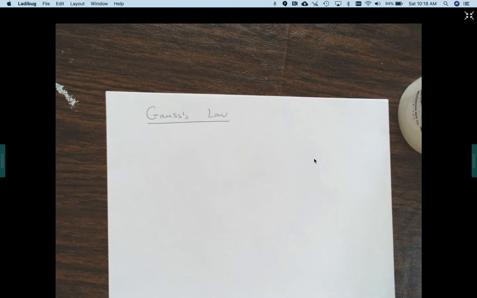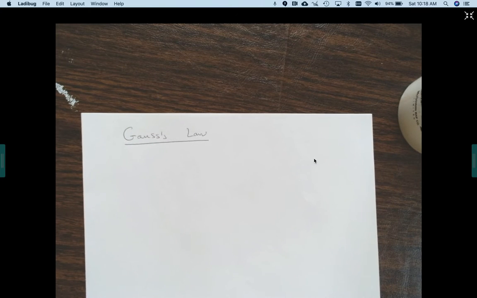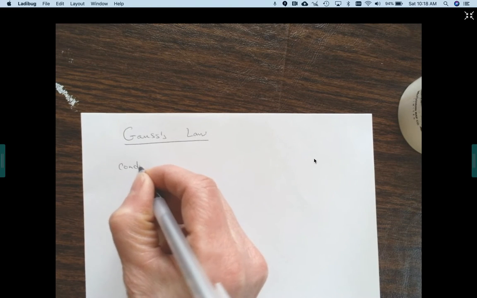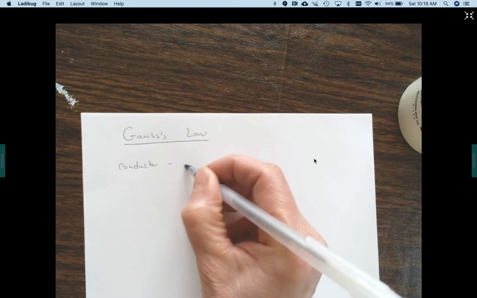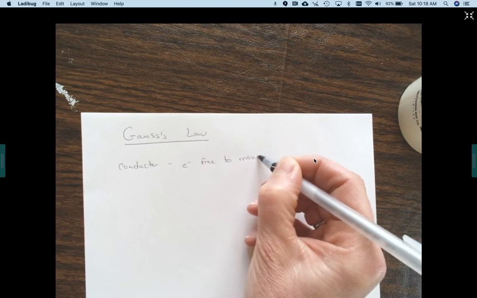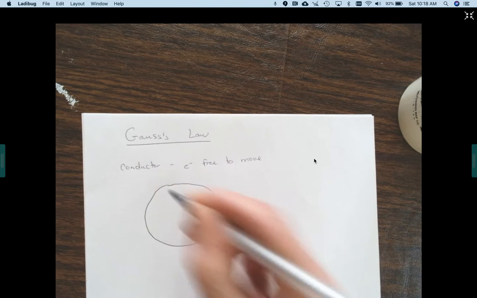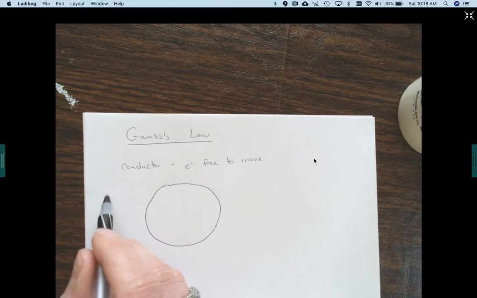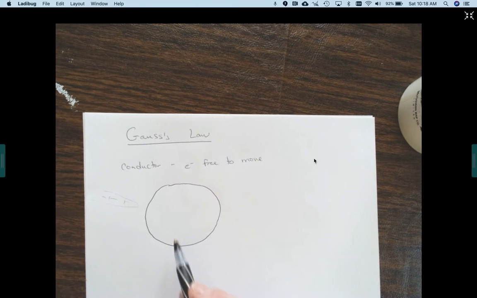Okay, I'm going to do an example of Gauss's law for a conducting sphere specifically. So first, let's think about a conductor. Remember, a conductor means that the electrons are free to move. So let's imagine that we have a sphere, representing it in 2D, and let's say we bring a charged rod next to it and charge it up.